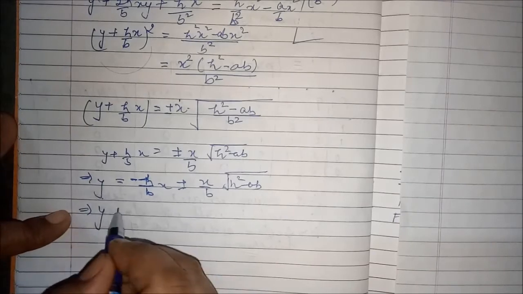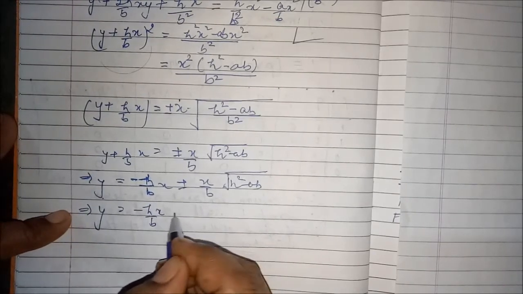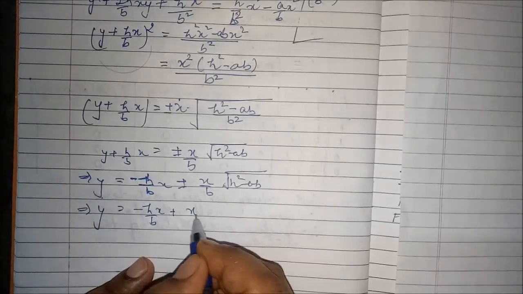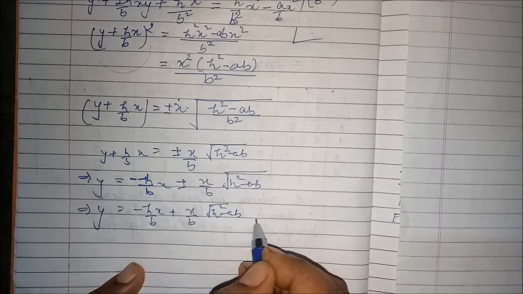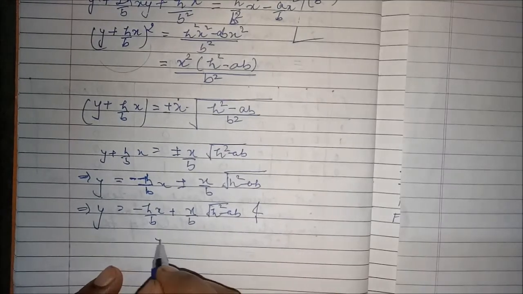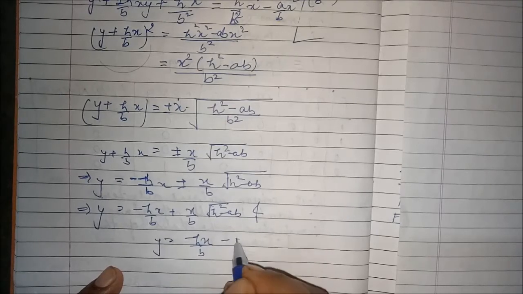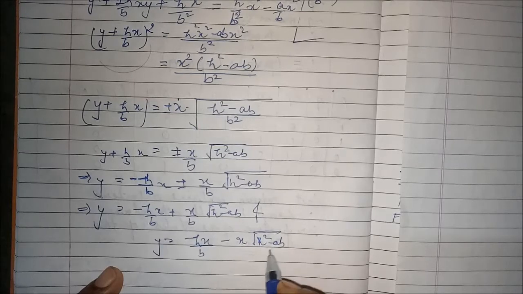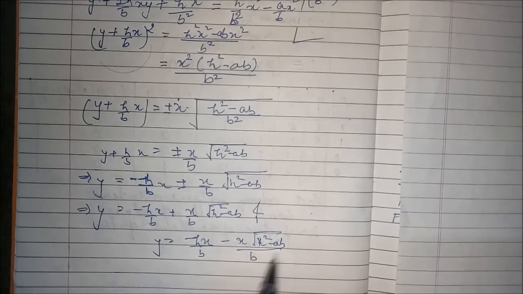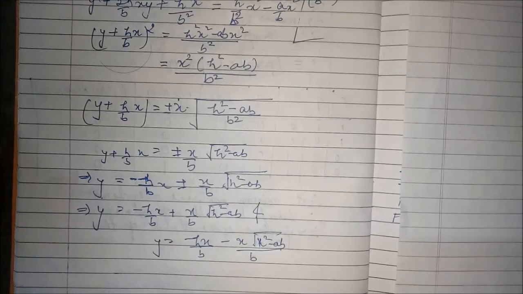Then y is equal to minus h x upon b plus x upon b root of h square minus ab, and also y is equal to minus h upon b x minus x under root h square minus ab upon b. Okay, so these are the two lines.